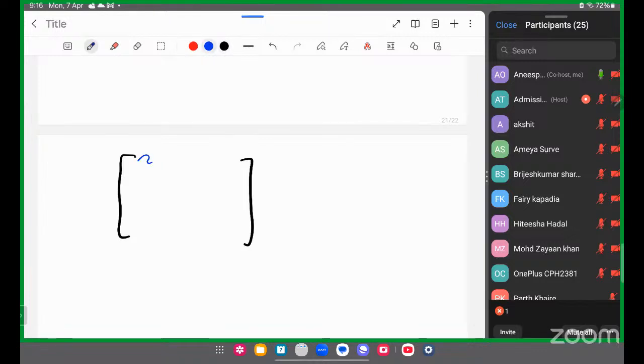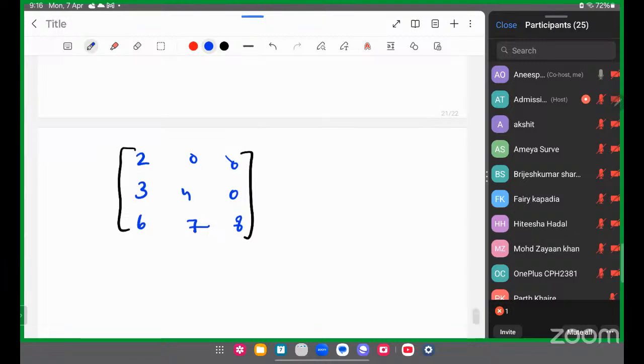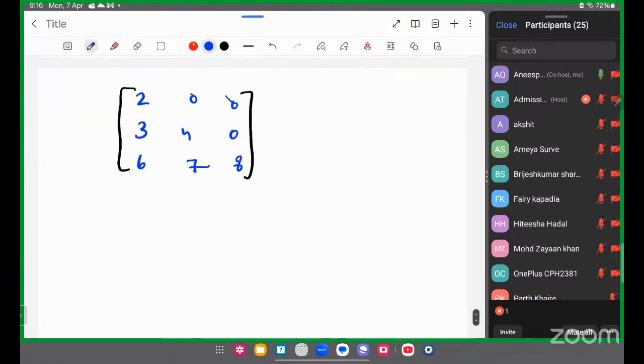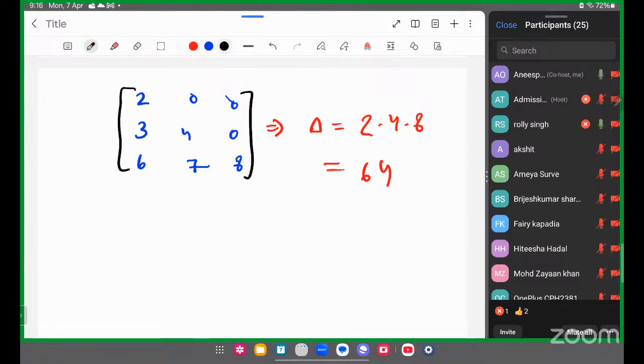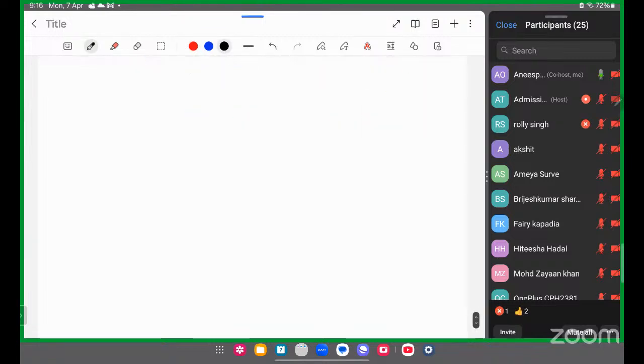Let's say this is 2, 0, 0. This is 3, 4, 0. This is 6, 7, 8. This is a lower triangular matrix. What will be its determinant? The determinant will be the multiplication of diagonal elements. 2 into 4 into 8. So this will be how much? 8 into 8 will be 64. Understood or any doubt? No doubt, sir.